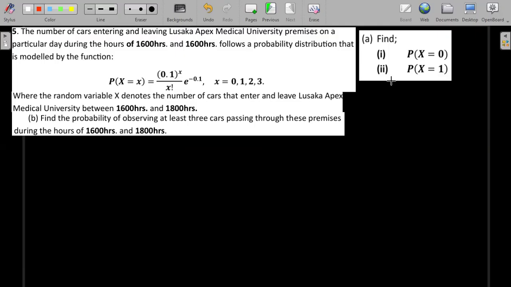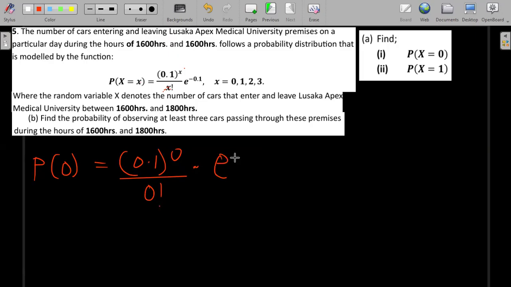So the probability that no car enters is equal to: you just have to replace wherever there's x here with 0. So it will be 0.1 to the power 0 divided by 0 factorial, then multiplied by e to the power minus 0.1. What is any number raised to the power 0? 1. Then what is 0 factorial? 0 factorial is 1. If you don't know, just punch it on your calculator. Then multiplied by e to the power minus 0.1.